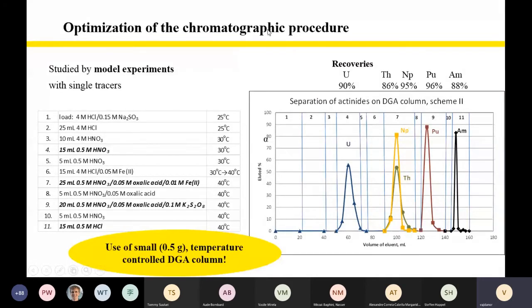So we optimized this chromatographic procedure, determined the eluent composition, volumes, and the temperature of the eluent. For the whole separation, we use a small DGA column of 0.5 gram only. And with the model experiments, we got this chromatogram. So you can see that the actinides are well separated from each other, with the exception of neptunium and thorium, which are stripped together. And recoveries with the model solution are nice.